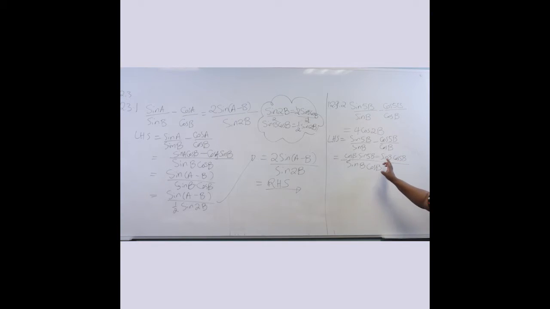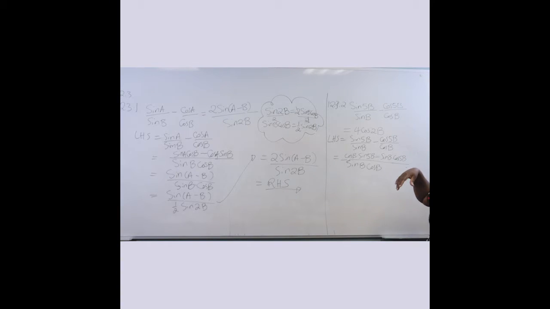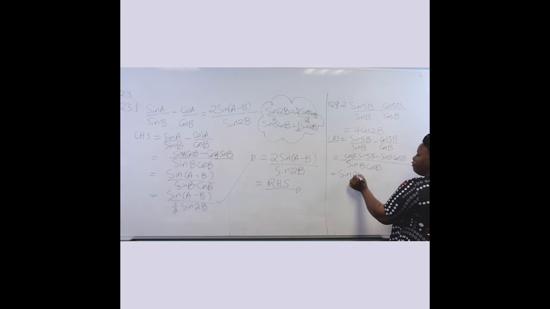Still, if we look at this, it's the reverse of the compound angle of sine. So we need to take it back. How do we take it back? We just say this is sine of 5B minus B. Divide all this by sine B cos B.